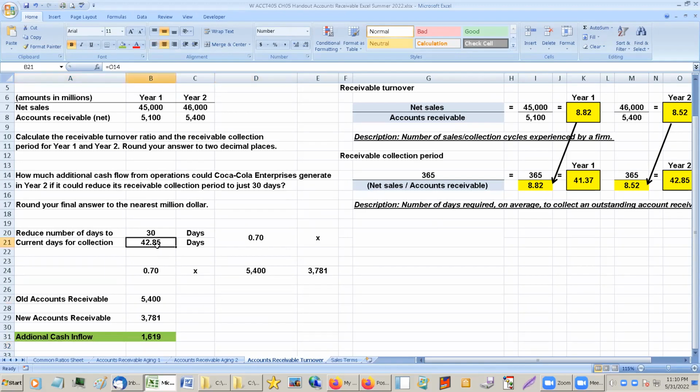And basically, another way of thinking about this is to take 5,400 divided by the number of days, and then take the difference in the days. There's a few different ways you could do this one.